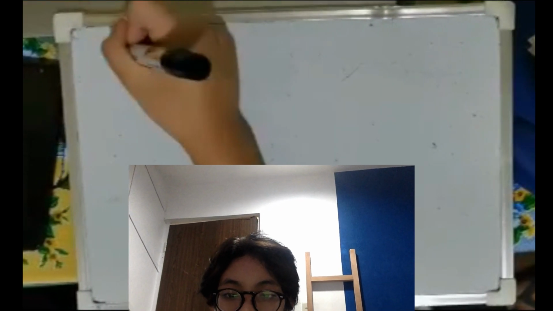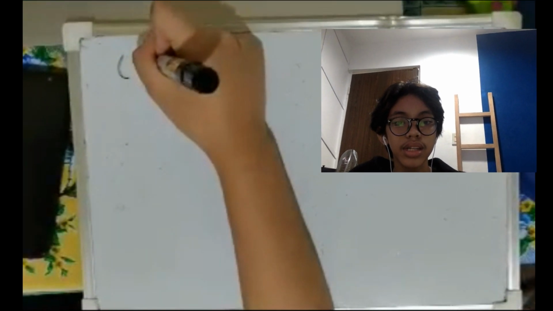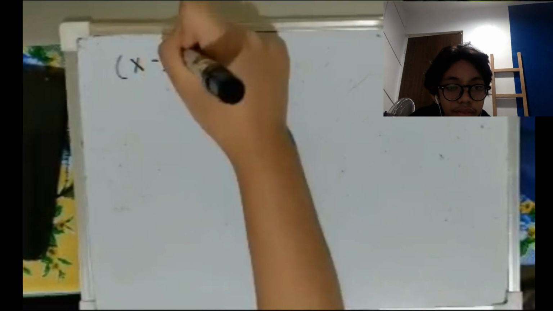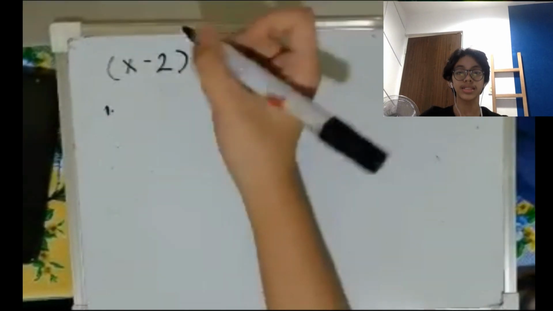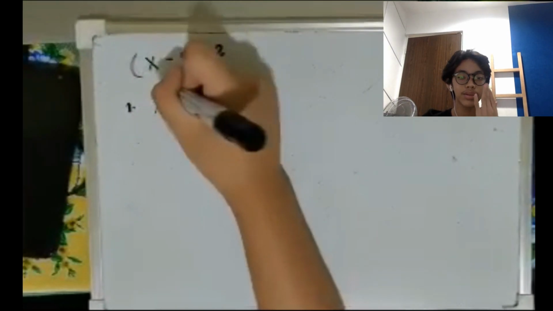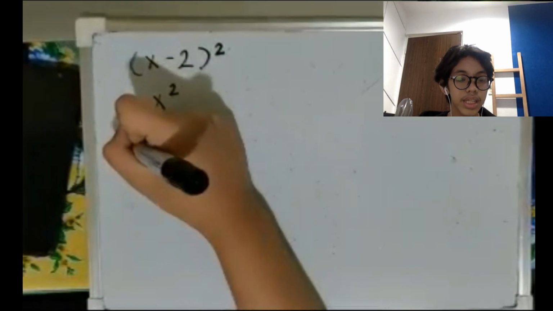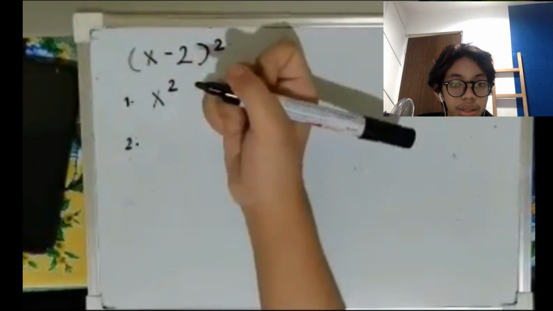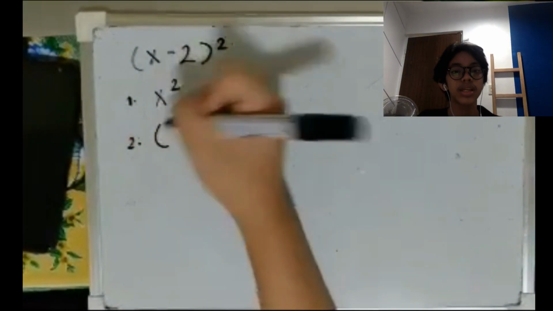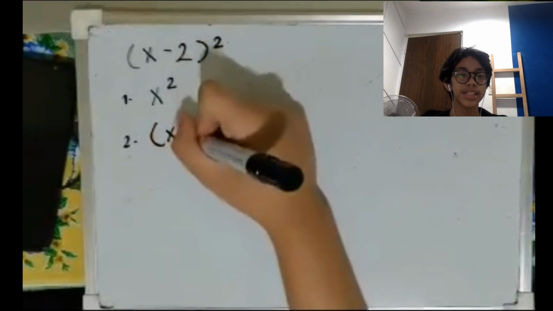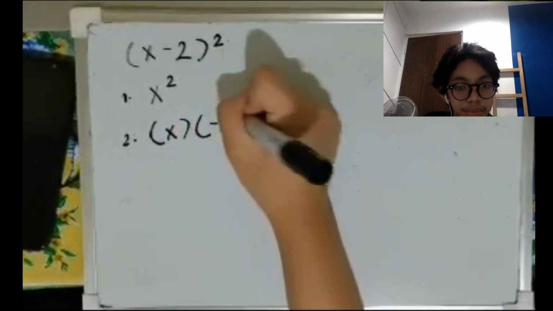3 steps method for square of a binomial. There are 3 steps in square of the binomial. First, we need to square the first term. Second, we need to multiply 2 to the product of the terms in the binomial. Third, we need to square the last term.